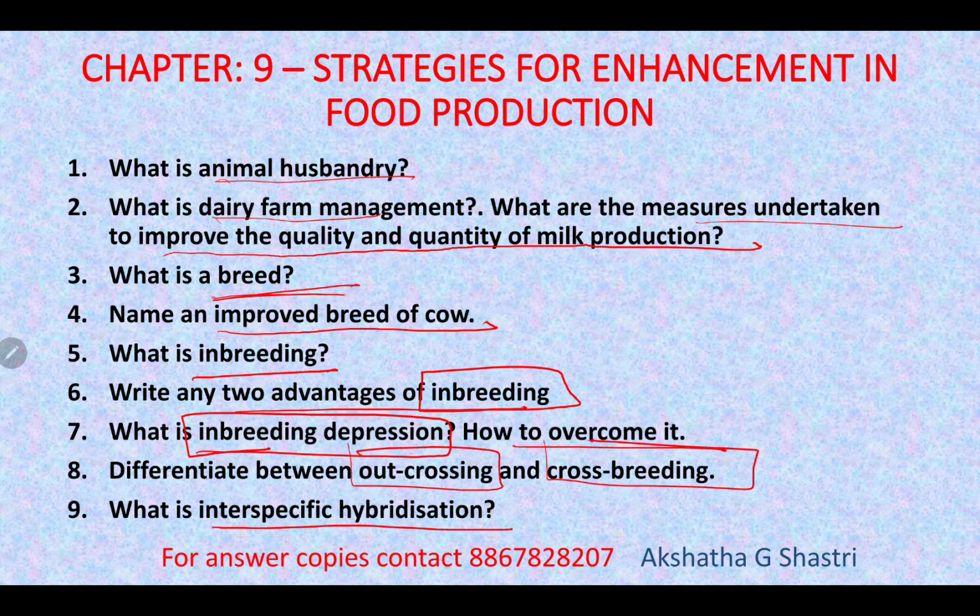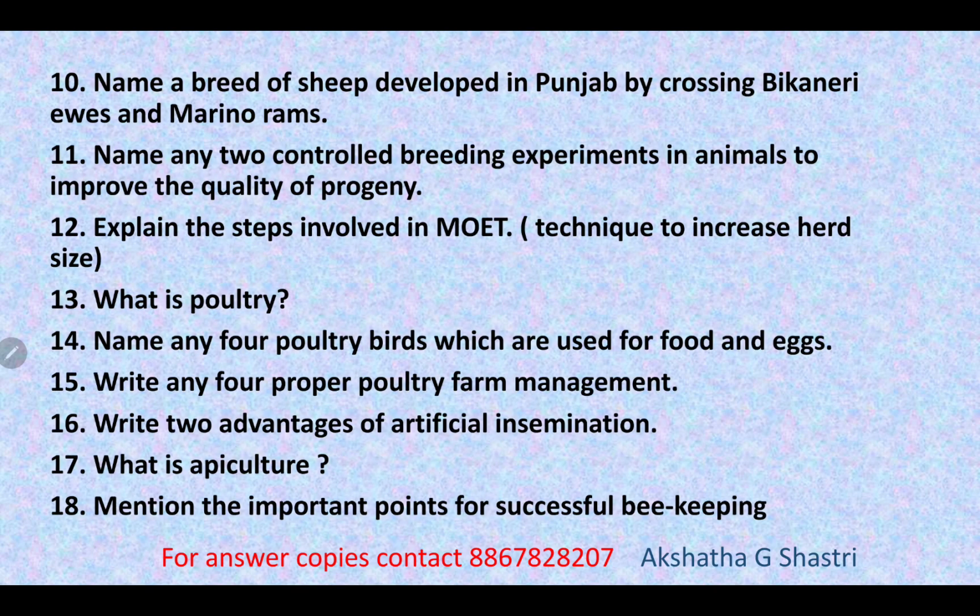And what is interspecific hybridization. Next, name a breed of sheep developed in Punjab by crossing Bikaneri ewes and Marino rams. Name any two controlled breeding experiments in animals to improve the quality of progeny. Next, explain the steps involved in MOET, the technique to increase herd size.